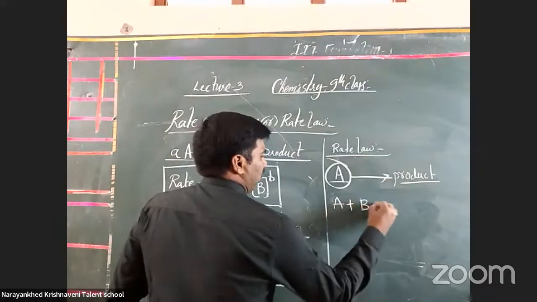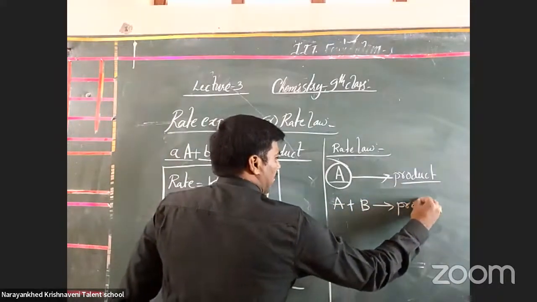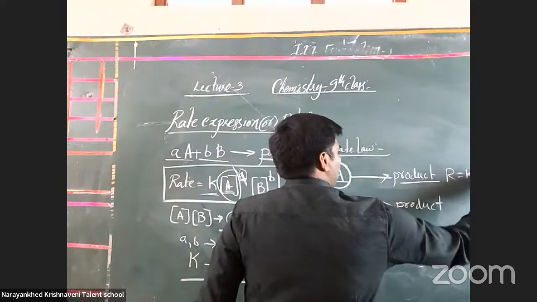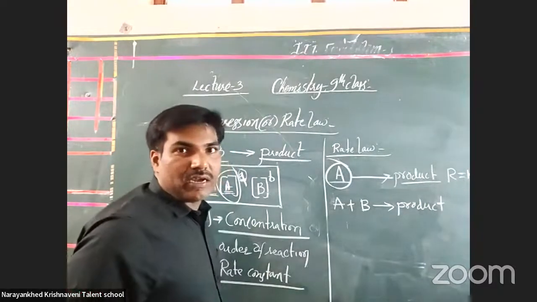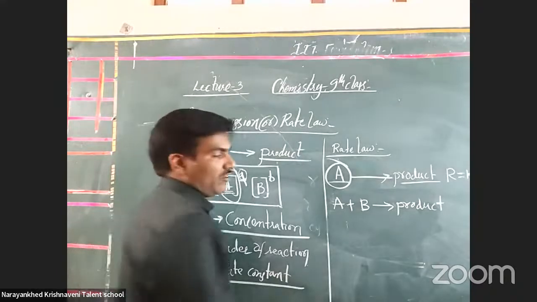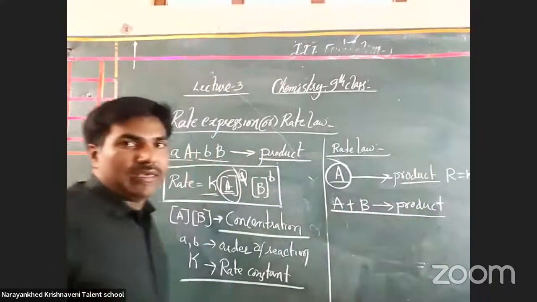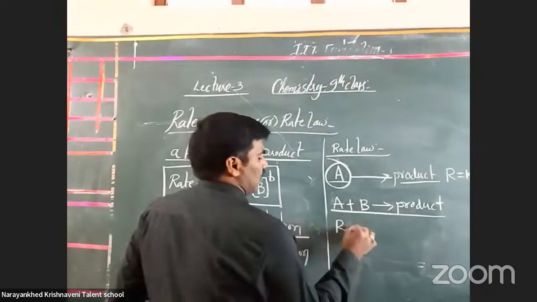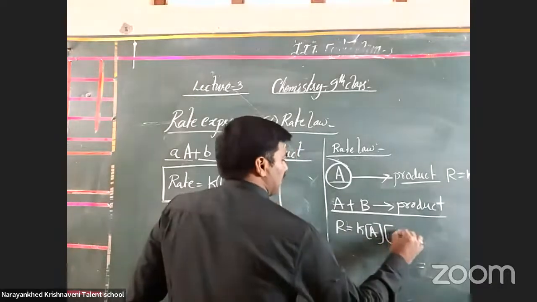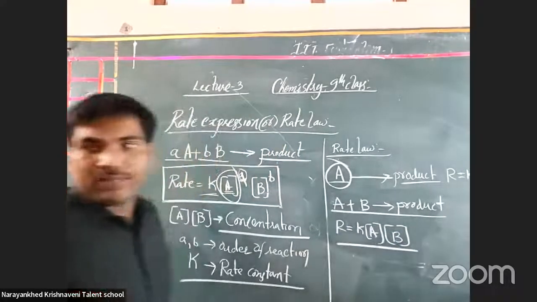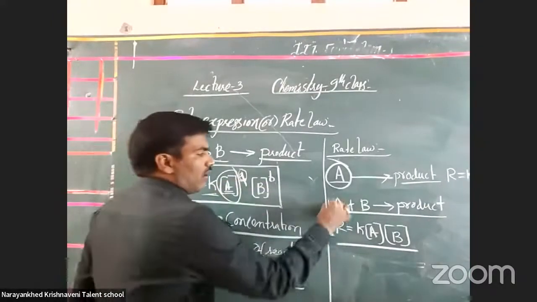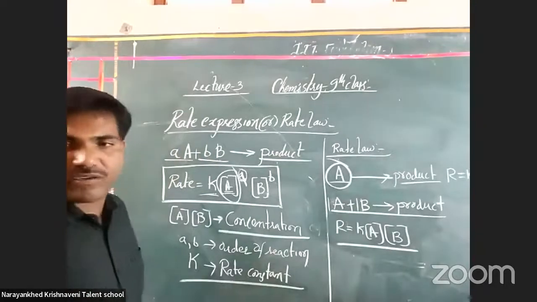Next, the other general form: we already wrote A plus B gives the product. How do we write the rate of reaction for it? Now R is equal to K into the concentration of A. We wrote it like this. Got it or not? How do you write the rate of reaction for this type of chemical equation? It is R is equal to K into the concentration of A into the concentration of B. Got it or not? This is the simple concept. What is the order of A here, and of B? Already one and one. That's why the power is one only.